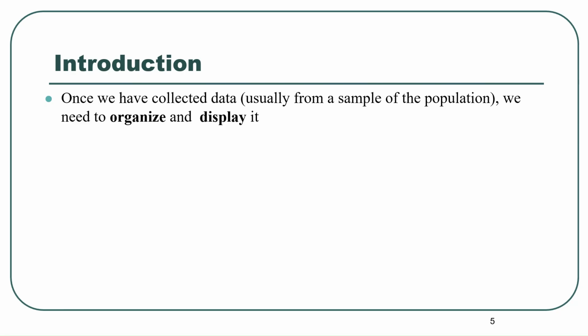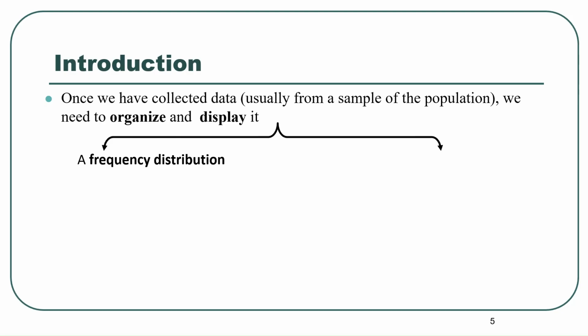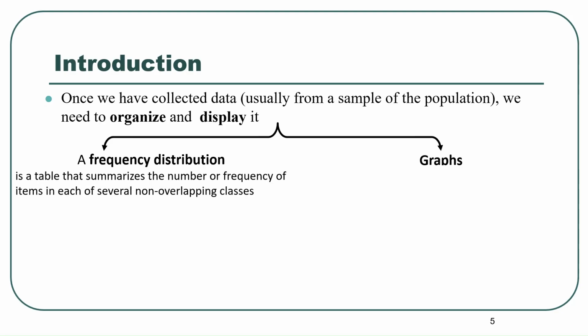By organizing or displaying it, we mean actually either to create what is known as a frequency distribution or to have some graphs. A frequency distribution is just a tabular form that I can use to organize my data in a table, where I'm going to take each value, each class of my variable, put it in a row in my table and just write beside it how many times that class appeared in my data.